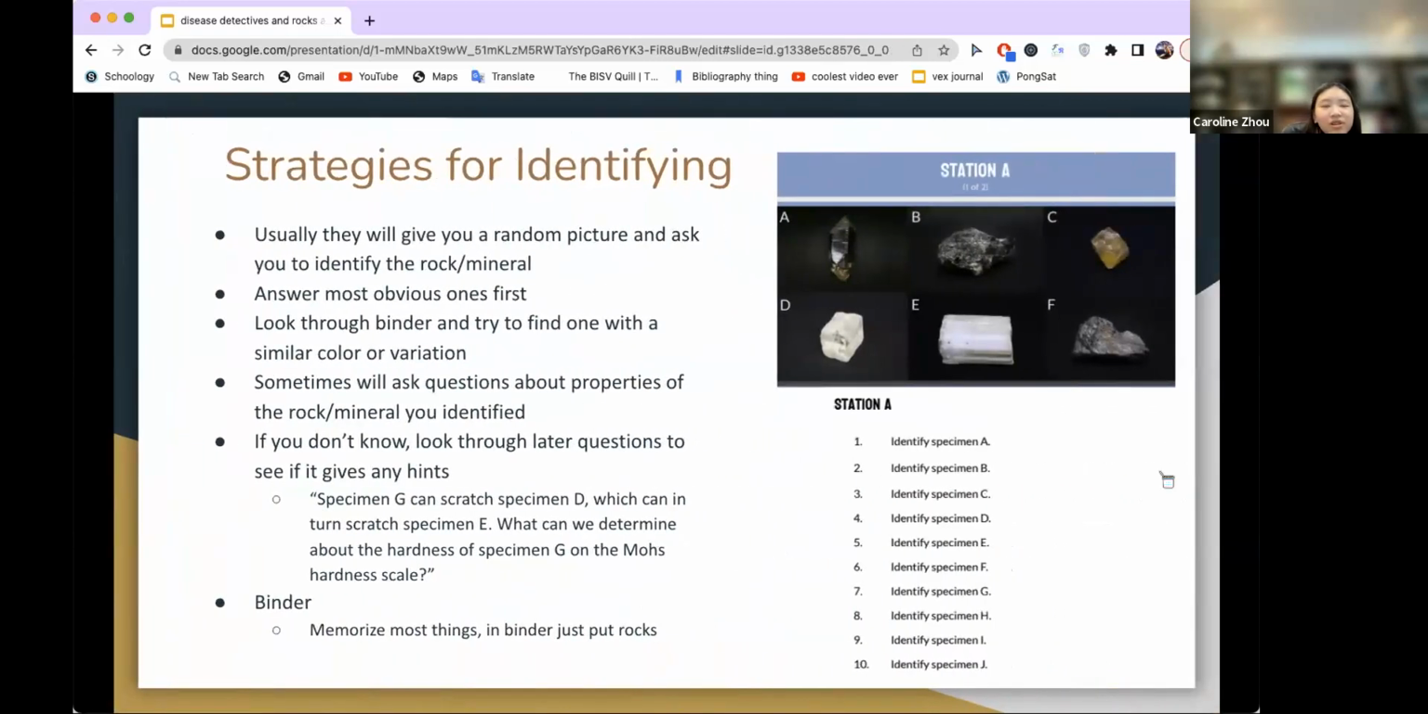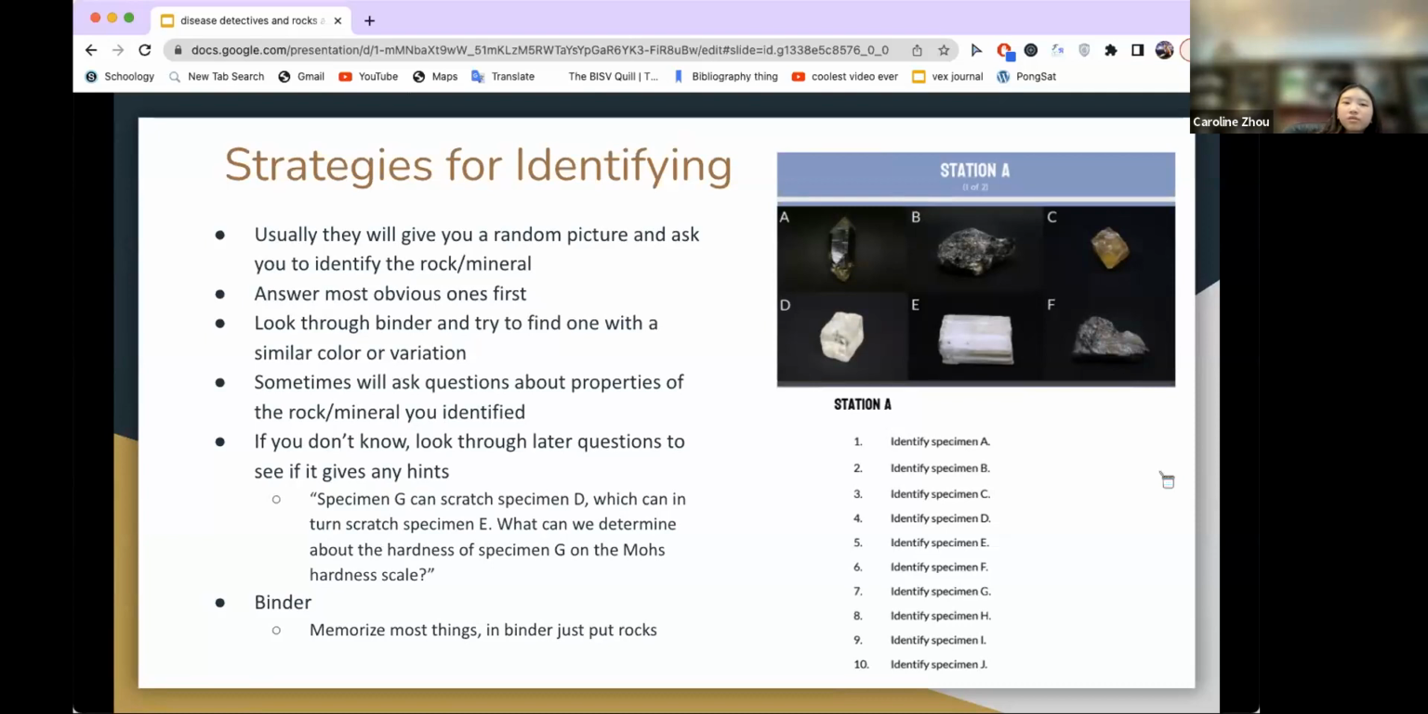So here are some strategies for identifying. Usually they'll just give you a list of random pictures and ask you to identify the rock or mineral. So a good strategy is to scroll through all the problems and answer the most obvious looking rocks first. Maybe they have a distinct color or shape. And for the rest of the rocks, look through the binder and try to first match the color, which will help you narrow it down a lot. So try to find one with a similar color or a variation of a color.